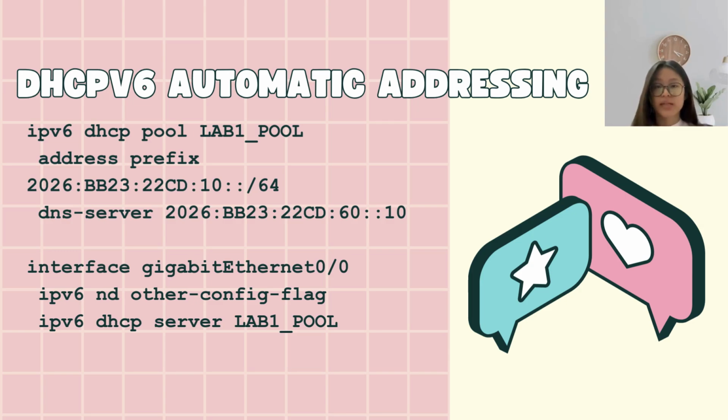To simplify the client configuration, we implemented DHCPv6. We created a DHCP pool that provides the IPv6 address range and the DNS server address. This allows clients to automatically obtain the network information without manual configuration. On the interface, we enable the other-config flag and link it to the DHCP server. As a result, devices in this subnet can connect to the network immediately.